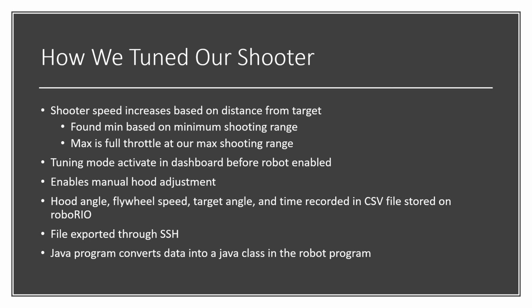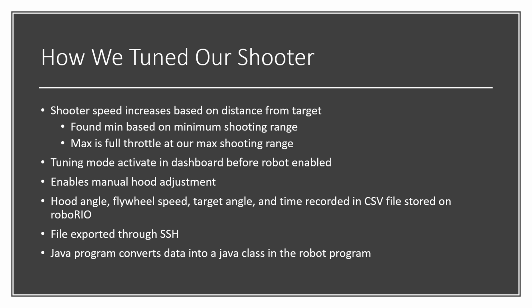First we found the minimum speed based on our minimum shooting range. We scooted the robot as close as it could possibly be while the Limelight could still see the target, and we found the minimum speed that the ball could come out. Then we found our maximum shooting range by setting the flywheel to max speed and finding the maximum range that we could shoot and actually make it into the goal. From these 2 points, we found a linear line, and based on the distance the robot was away from the target, we would change the shooter speed.